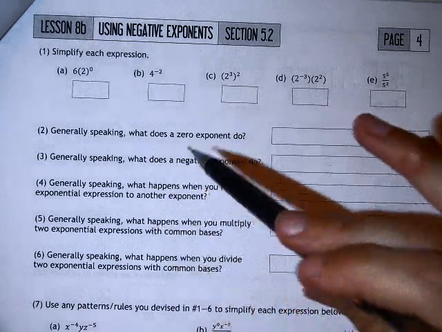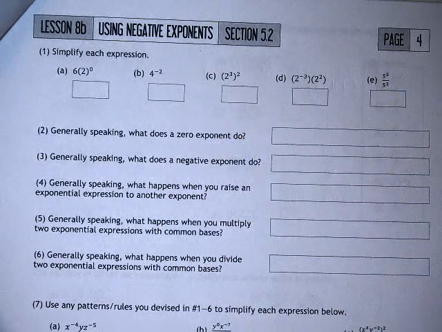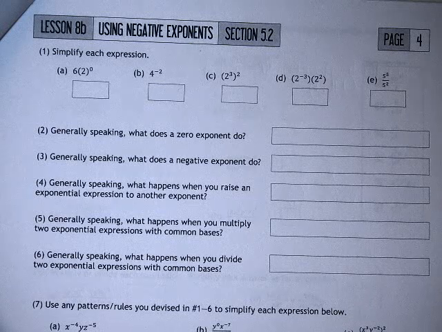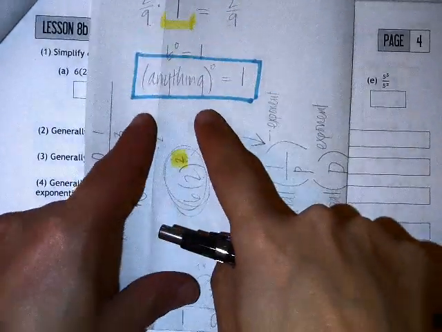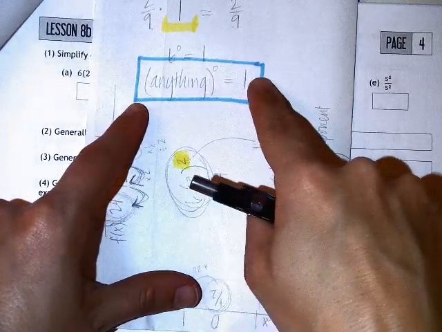Like, what does a zero exponent do? What does a negative exponent do? And how can you solve problems that have negative and zero exponents? So essentially, the key takeaway messages that you should know from the previous lesson are two really main ideas. Namely that anything to the power of 0 is 1.